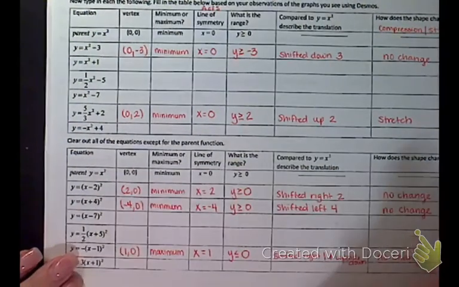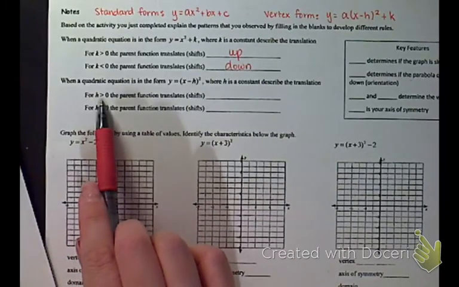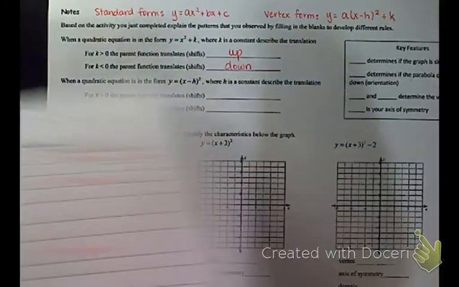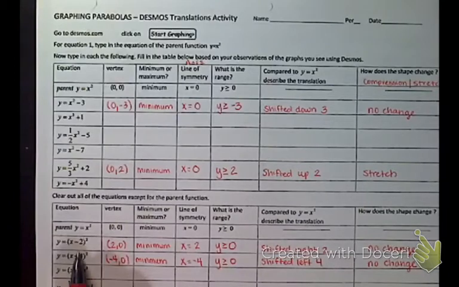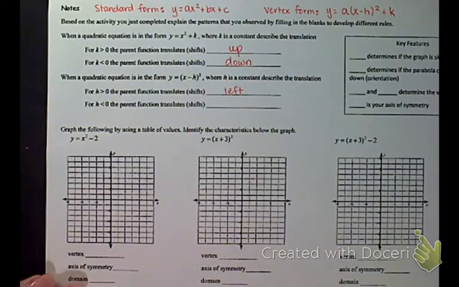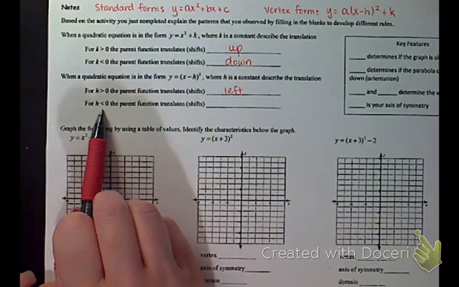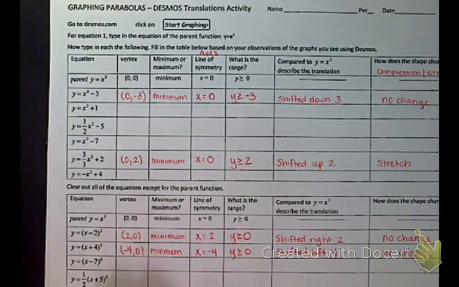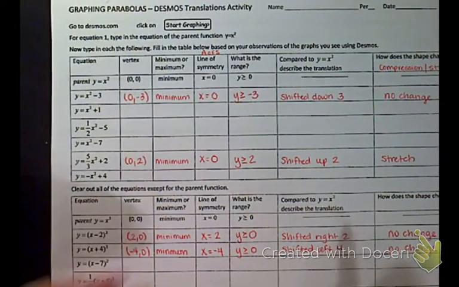So if we come back to the question that we're being asked, if h is greater than 0, the parent function translates which direction? So here's h greater than 0, but it shifted to the left. Okay, so my graph shifts to the left. If h is less than 0, what happens? So both of these, h was less than 0, and in both cases, they shifted to the right.